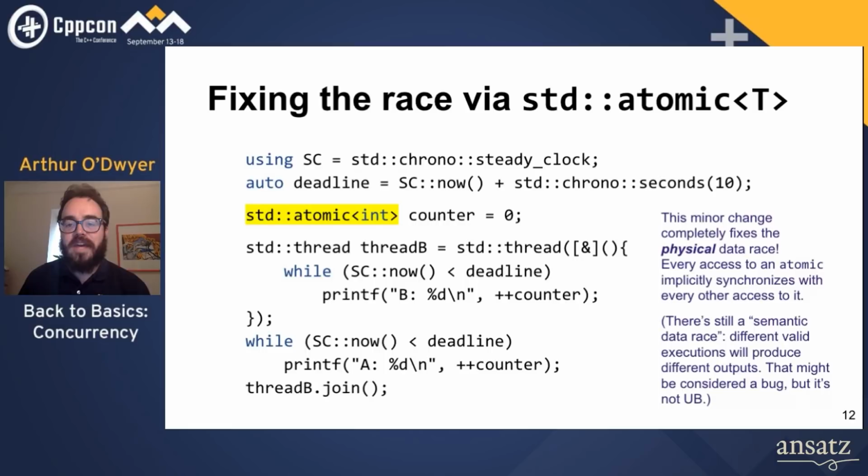So there's still what we might call a logical race or a semantic data race, where the behavior of this program is kind of unpredictable. It depends on how the threads are scheduled, what you see as output. You might consider that a bug in real life, but it is not undefined behavior according to the standard. This has perfectly well-defined behavior. Right? It never has UB.